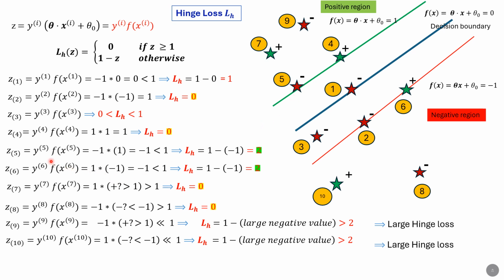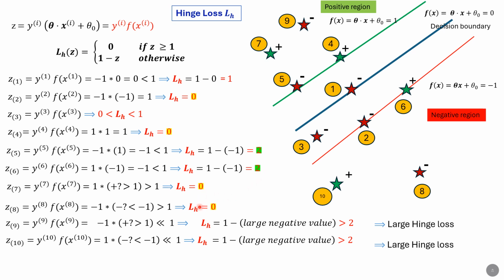So for 5, the label is negative 1, f of x is 1. This gives negative 1, which is less than 1. Then hinge loss becomes 1 minus negative 1, which is 2. Same thing for the sixth one.